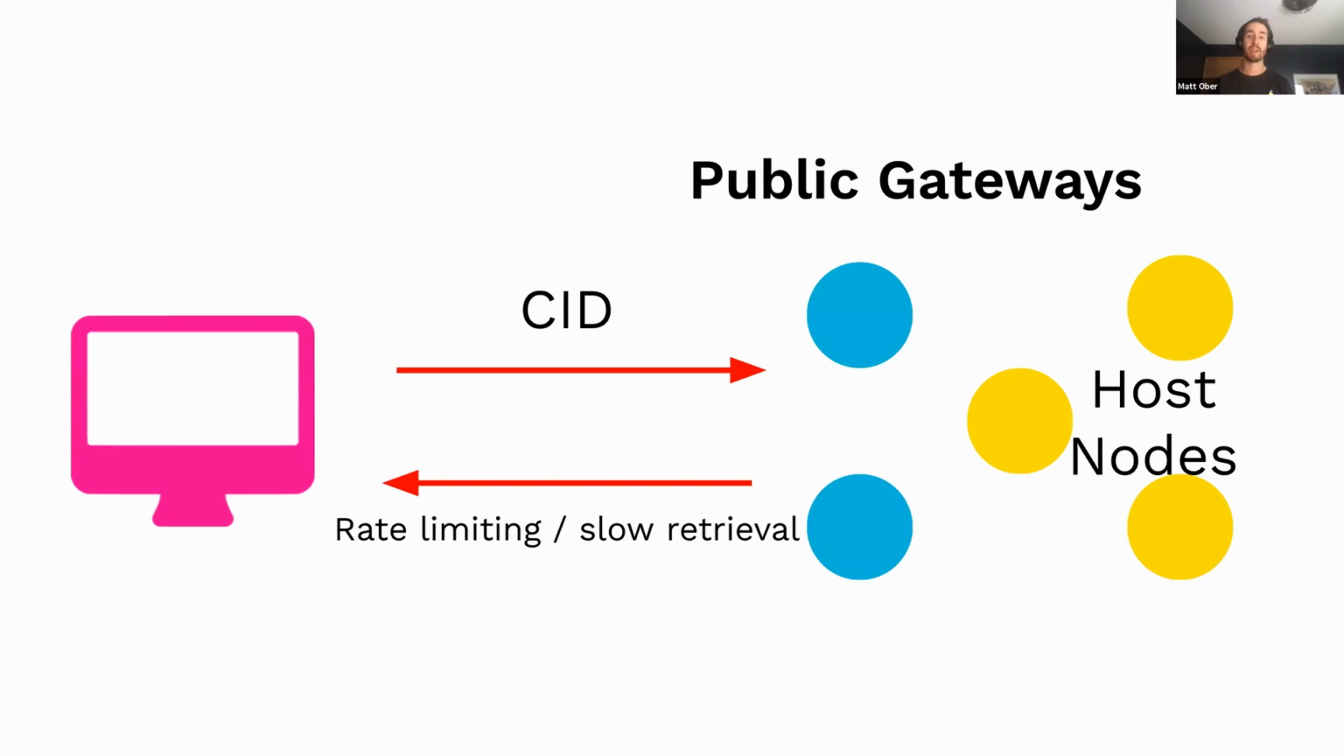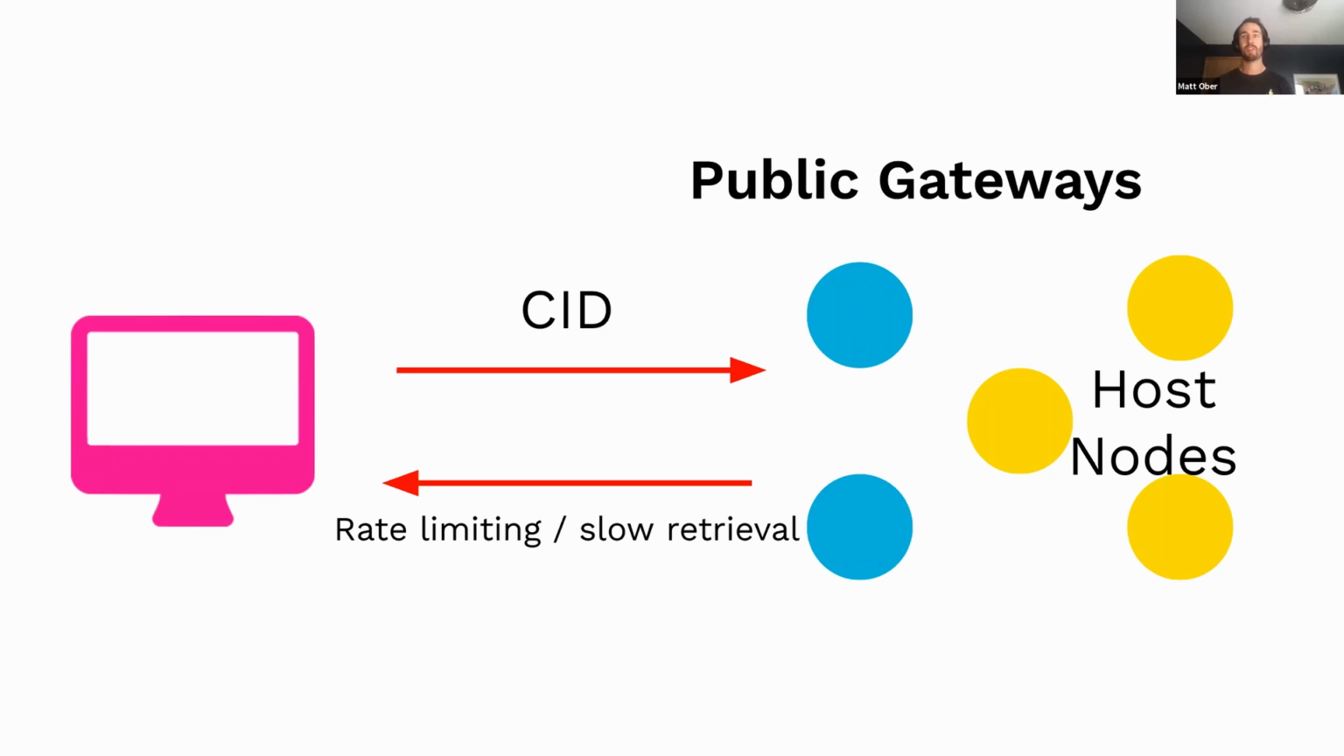This is a symptom of kind of a tragedy of the commons. So with public gateways, they are free to use, but that means that they're going to get a lot of traffic. And to protect themselves from basically going bankrupt serving the entire network free content delivery, they are going to implement things such as slower retrieval and rate limiting. Our public testing gateway that you have access to immediately when you sign up for Pinata is a good example of this.